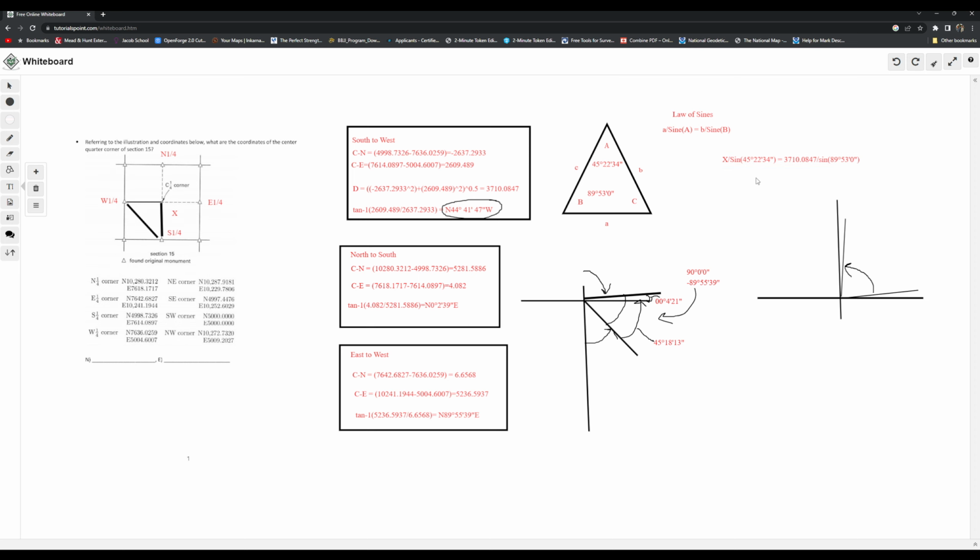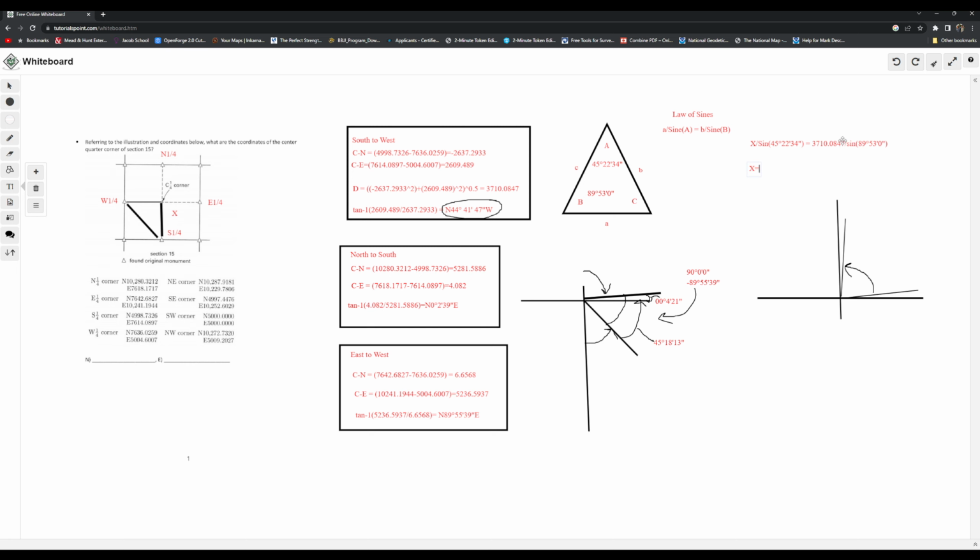So we can cross multiply, okay? And with that, we will get an answer for x. X equals, right? So we'll take, like I said, I got to do this weird, so I apologize. 3710.0847 divided by parentheses sine, parentheses. Like I said, I got to do it strange. 89 plus 53 divided by 60, right? You don't have to cross multiply. You could just calculate this and multiply that sine out.